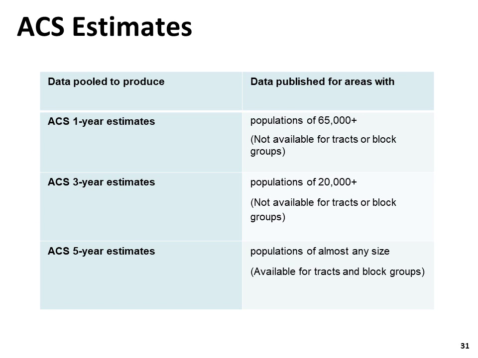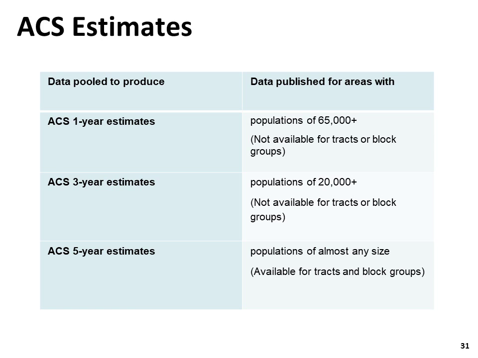So what are we looking at? The ACS estimates. The data is pulled to produce 1-year estimates. Data is published for areas with populations of 65,000 or more. It's not available for tracts or block groups. The 3-year estimate goes down to populations of 20,000 or more. It's not available for census tracts or block groups. Then they have the 5-year estimates. This is for populations of almost any size, and it is available for tracts and block groups.